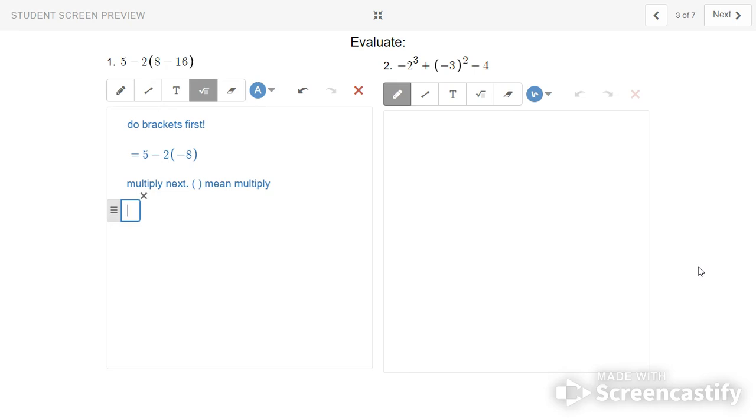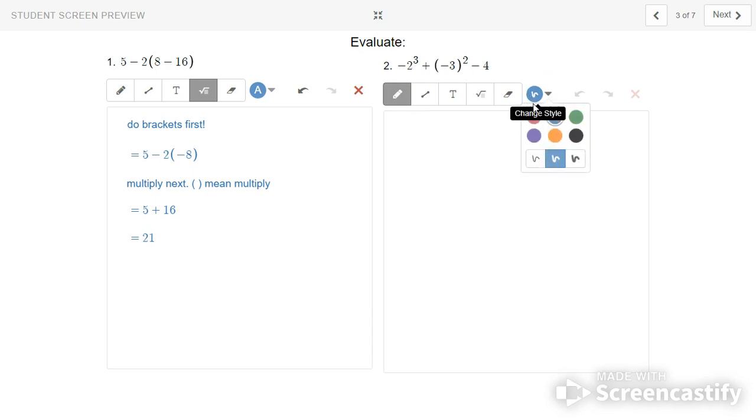So the next row, I'm going to simplify again. 5 minus 2 times negative 8. So the two negatives become positive. So I have positive 16. Finally, I'm going to add, and we have 21.